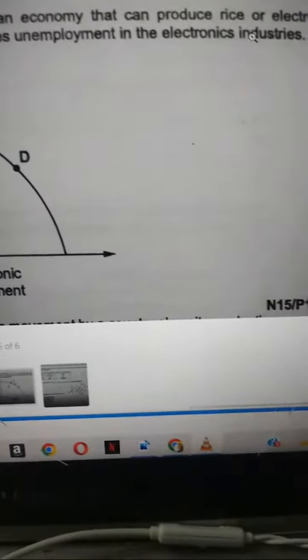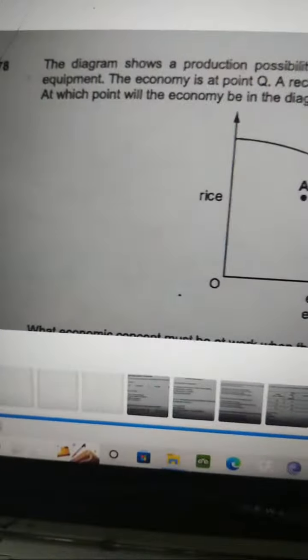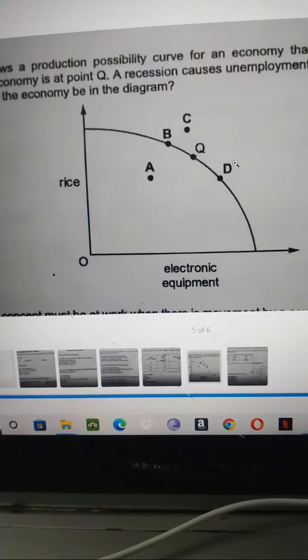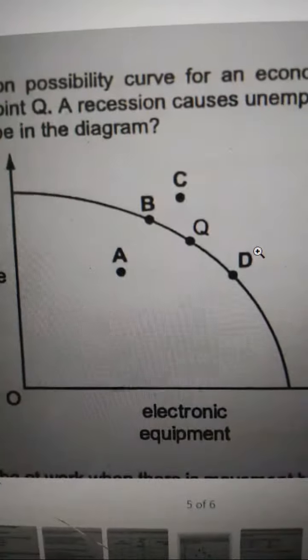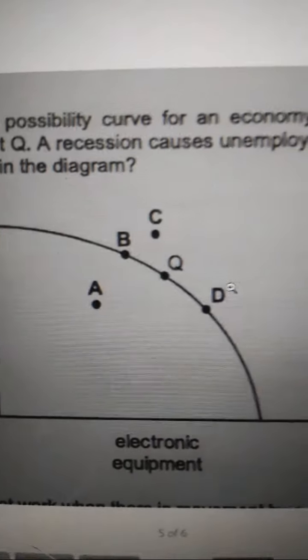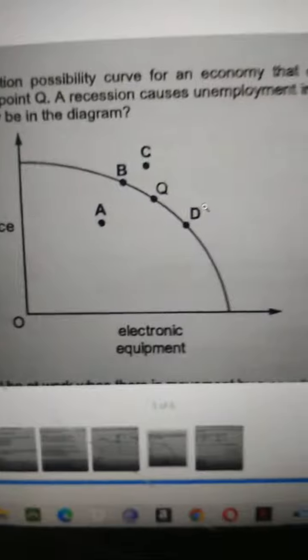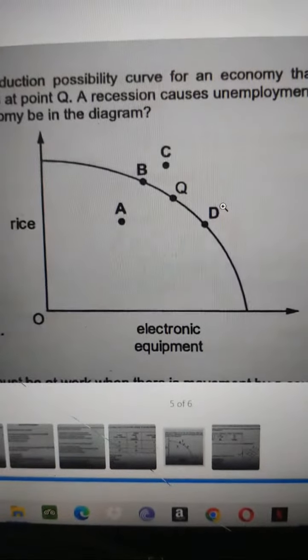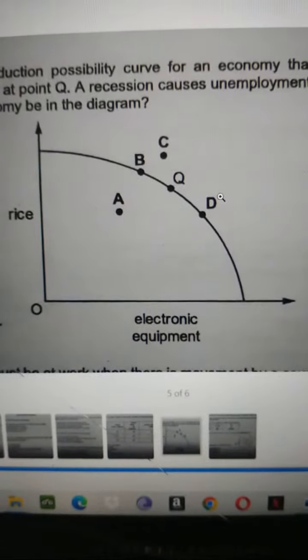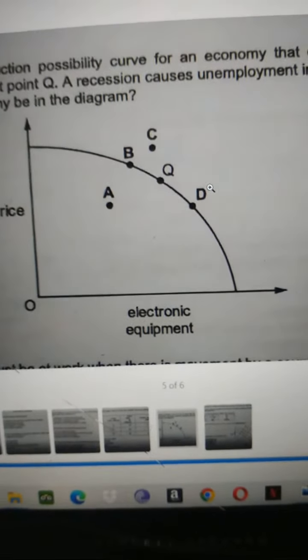Amna A, Hani A. Okay. Yes, A is the correct answer because recession means a decrease in the economic activity, a decrease in the GDP for at least 6 months. And that is the definition of recession. It means that you are going to produce a lesser amount of the goods and services. And especially if they are saying that in the electronics industries, because of the recession, you will come under the curve.